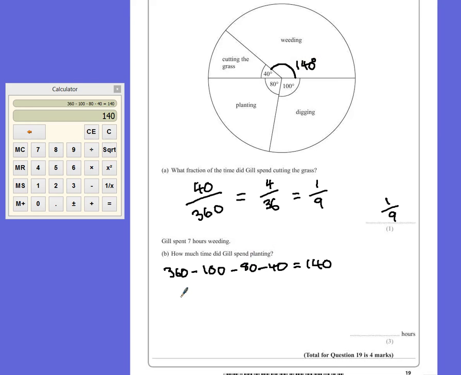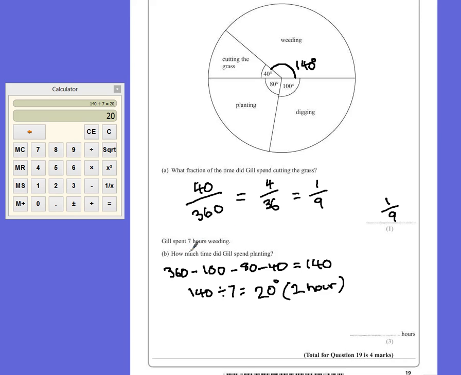So there's one thing we can work out from that, is that if 140 degrees is 7 hours, if we divide by 7, we could find out how many degrees is 1 hour. So 140 divided by 7 equals 20. So 20 degrees represents 1 hour.